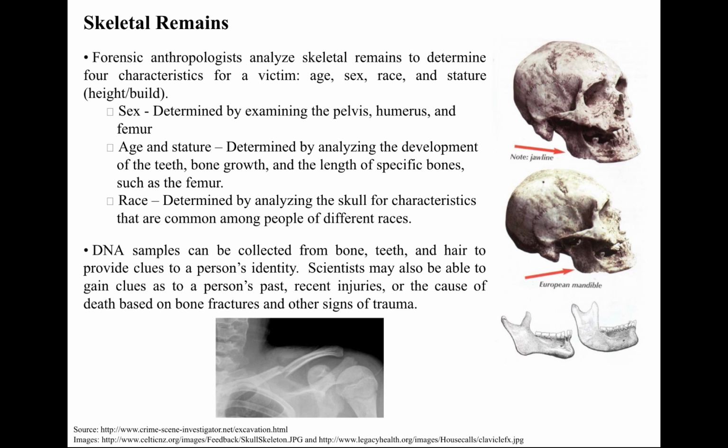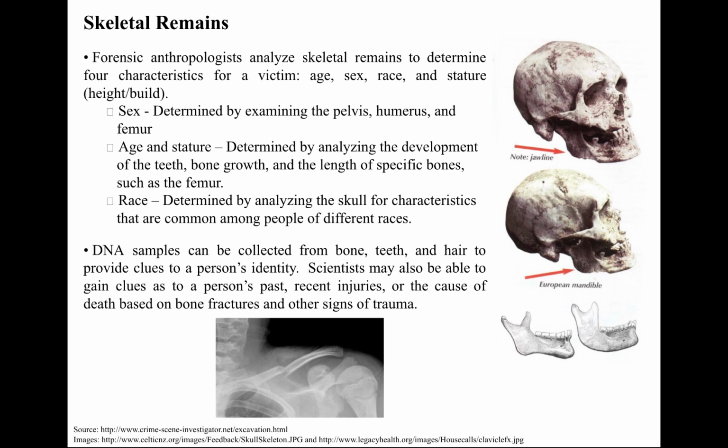They can determine the victim's age, sex, race, and then their stature, basically how tall they are and how they're built, whether they're a thin or heavy build. Sex is determined by the pelvis and also the humerus and the femur. Age and stature can be determined by the teeth, so how well developed the teeth are, bone growth, and length of specific bones, such as the femur. Race is determined by characteristics of the skull that are common among people of different races.